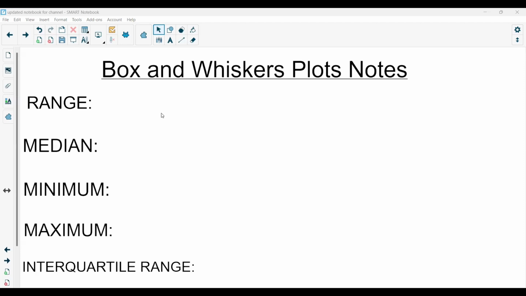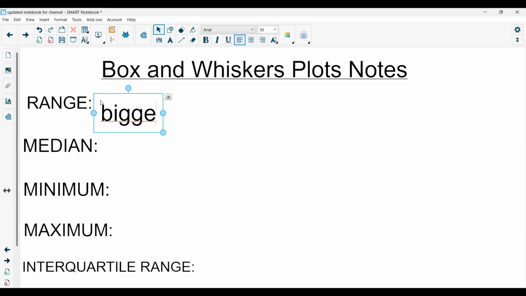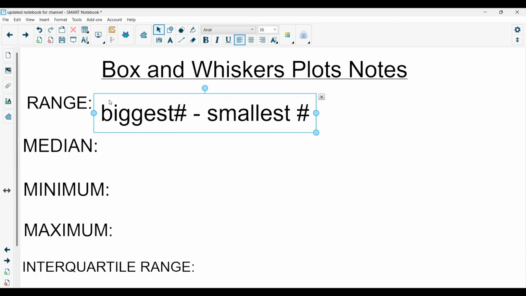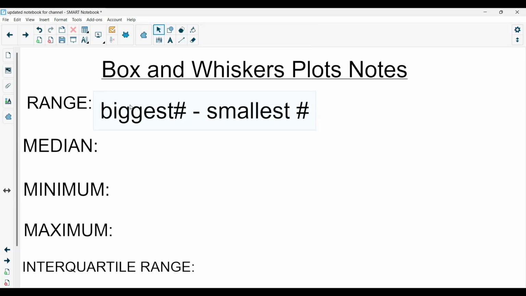All right, so our first vocab word in this unit is range. Range is when you subtract the biggest number from your smallest number. Okay? So let's write biggest number minus smallest number. And that is your range.